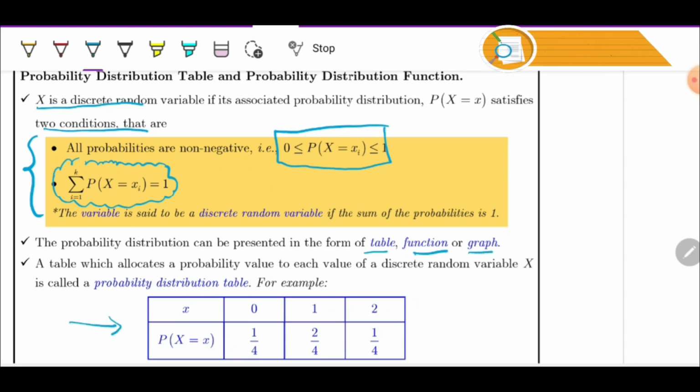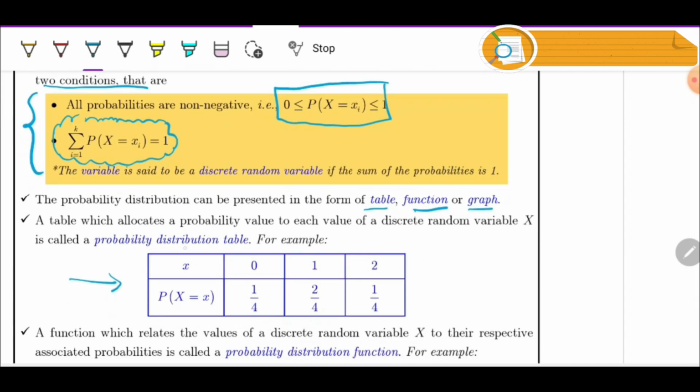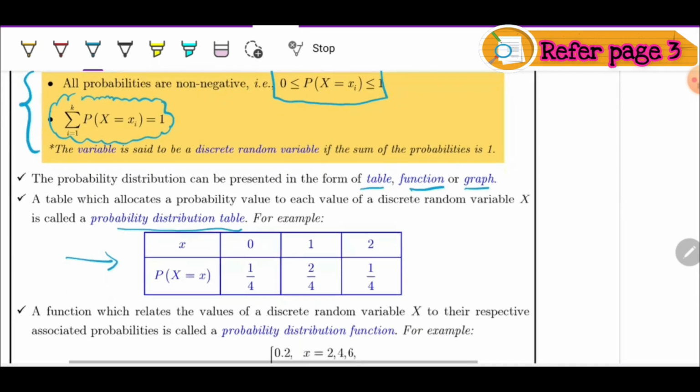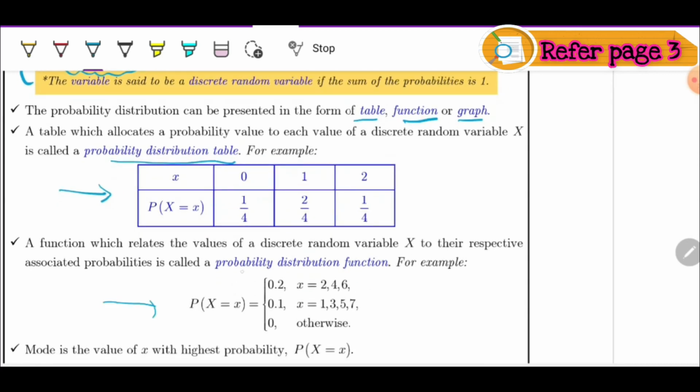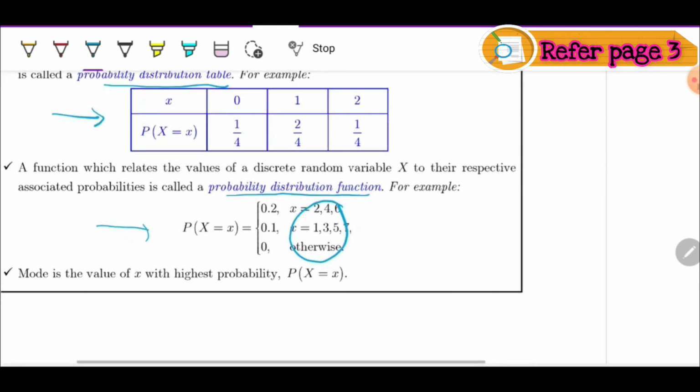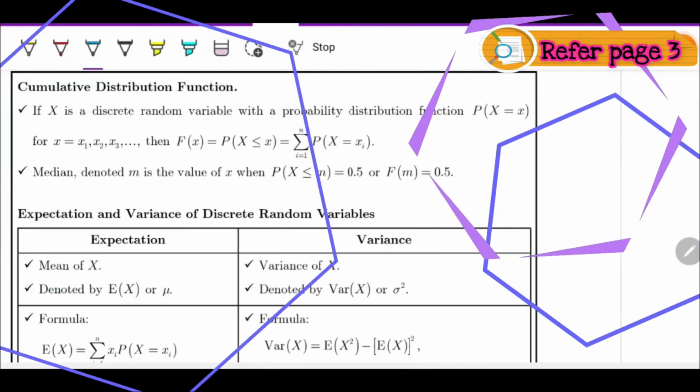This is the example of the probability distribution table. And this is the example of probability distribution function. As we can see here, the value of x is countable and not in interval. We also can find the mode for discrete random variable. Mode is the value of x with the highest probability.